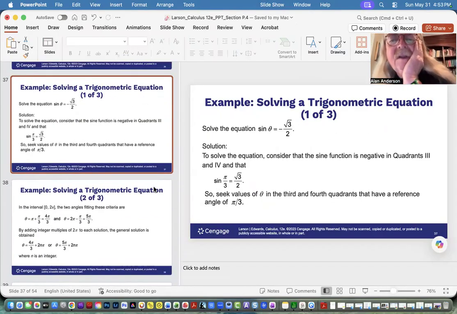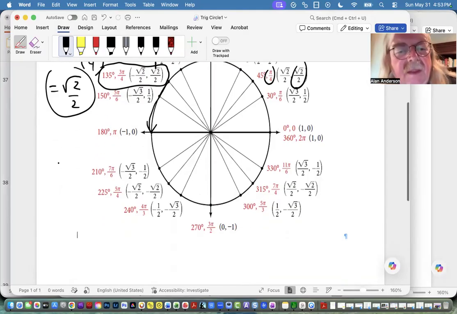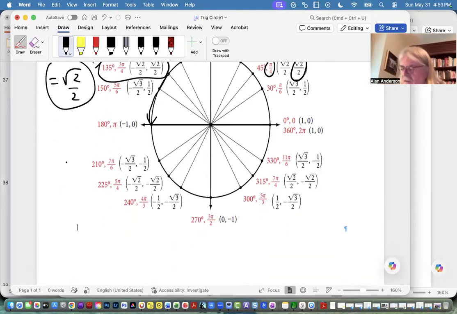So yeah, here, what are they doing? They're basically saying, it says what is theta? What's the angle for sine theta equals negative radical 3 over 2? And again, we have this wonderful circled trig circle chart that we can look at. Negative radical 3 over 2 would be this one.